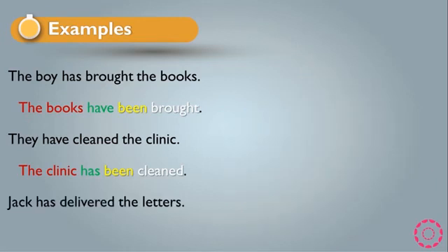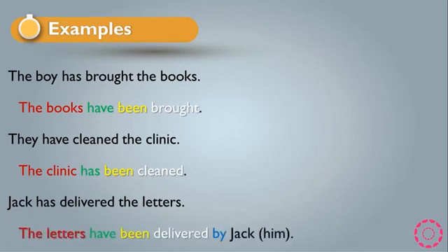Jack has delivered the letters. Which one is the object? The letters is the object. The letters have been delivered by Jack. If we use passive with by agent, the sentence becomes like that. The letters is the object. Because it is plural, we have to use have, and after have, been, and delivered, which is the past participle of deliver, by Jack, or we can say by him, is using passive by agent.